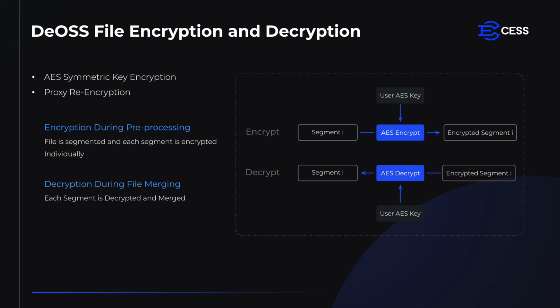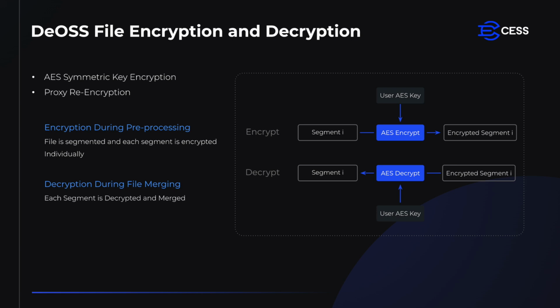Encryption and decryption. DeOSS supports encryption and decryption to protect user files. Currently, the system utilizes AES symmetric encryption with plans to incorporate additional encryption methods, such as proxy re-encryption in future updates. The encryption process begins during the file preprocessing stage. After the file is segmented, each segment undergoes symmetric encryption, ensuring that the data is secure before it is stored in the network.